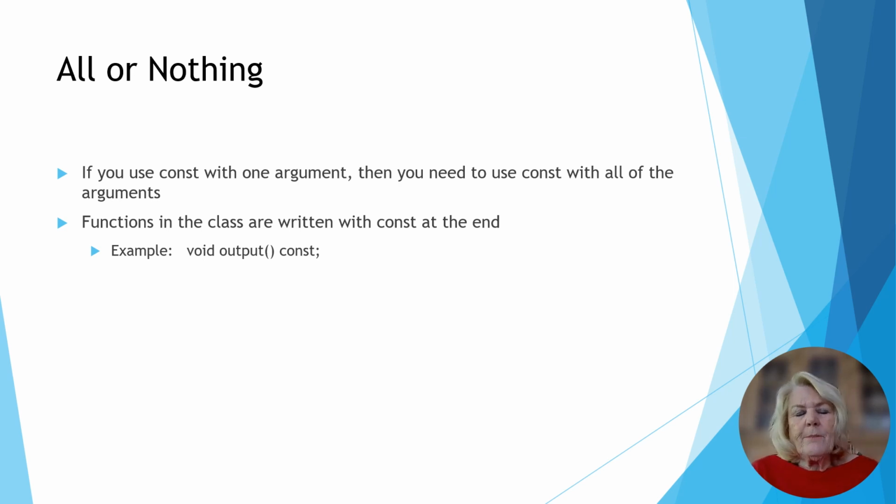So what I mean about all or nothing is that if you use const as one of the arguments and you have more than one argument, more parameters in your function, you have to use const with all of the arguments. Functions in the class are written with const at the end. So if you had the output, you would put void output, open and close parentheses, and then const with a semicolon in your class definition.